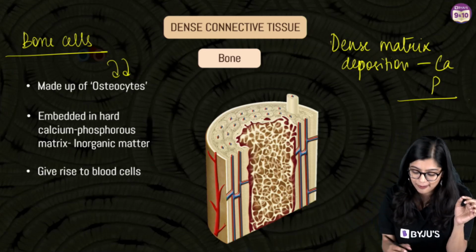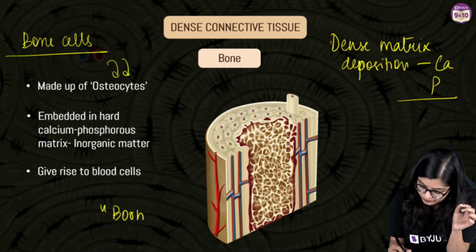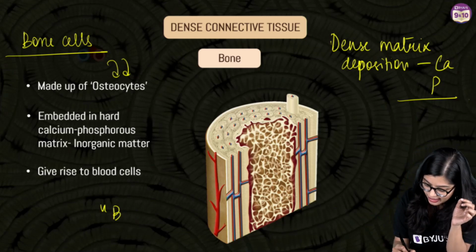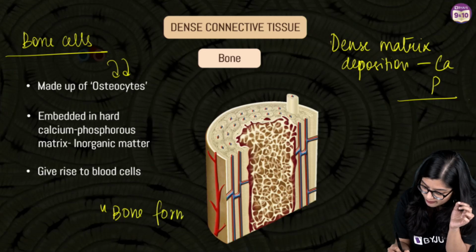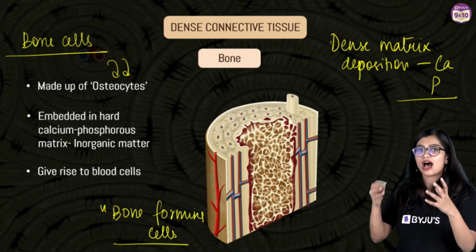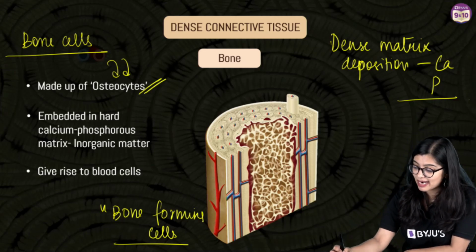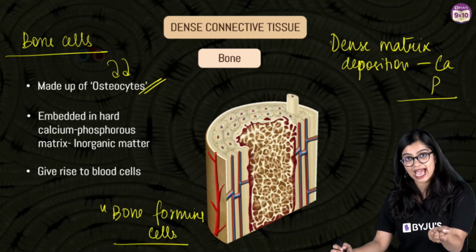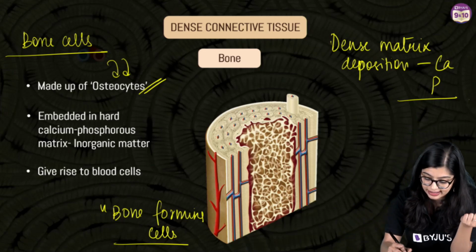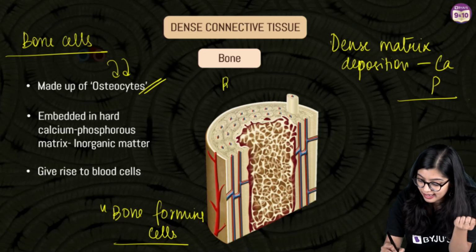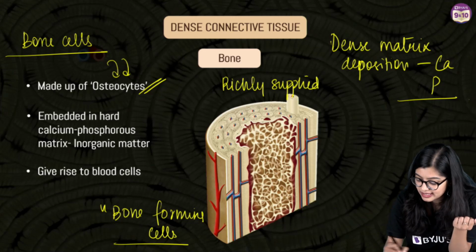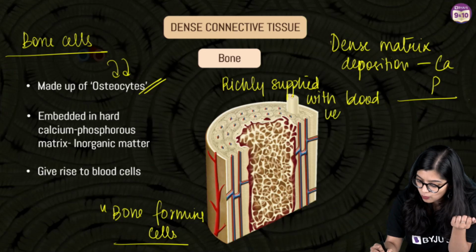Osteoblasts are basically nothing but the bone forming cells. And we see that these osteoblasts are what will eventually become your osteocytes. Now we see that the matrix of the bone has organic as well as inorganic components in it. And of course, we see that they are richly supplied with blood vessels.